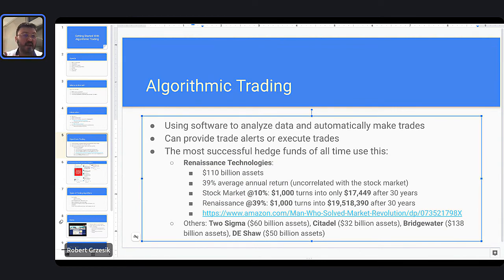You know what I mean? So it's a 39% return on average. They're very uncorrelated with the stock market. They're just consistently making returns. And I think throughout their entire history of the company, they've only lost money like one quarter out of 30 years. It's fascinating how well they've been able to do, right?